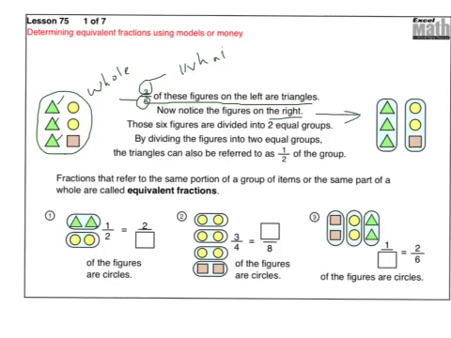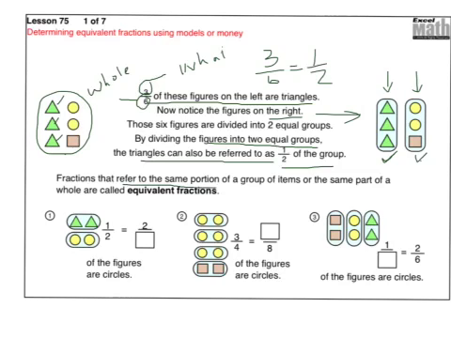Now notice the figures on the right over there. These 6 figures are divided into 2 equal groups. By dividing the figures into 2 equal groups, the triangles can also be referred to as 1/2 of the group. See, half of them are triangles. There are 2 parts to the group, 1, 2, and one part of that group is triangles. The other part has 2 circles and a square, but one of the 2 parts is completely triangles. So we can say that 3/6 is equal to 1/2.